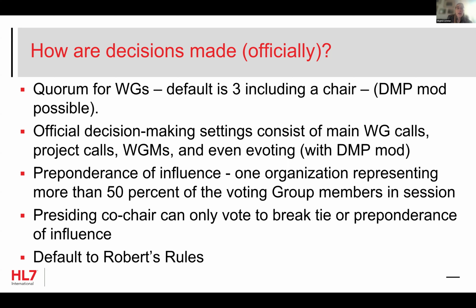One thing that we need to make sure we avoid is a preponderance of influence. This is one organization representing more than 50% of the voting group members in session. If you have a vote and you realize you've got that preponderance of influence, that the vote was really won because a whole bunch of people came in from one company, that could be problematic for your votes.